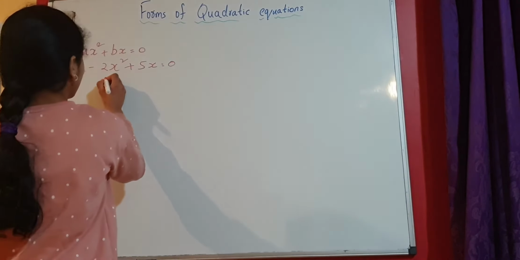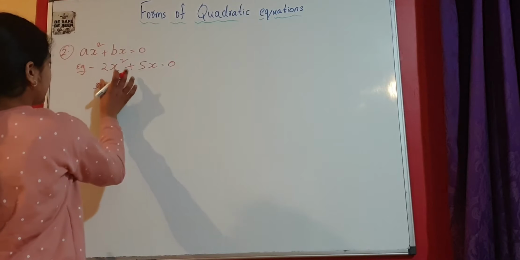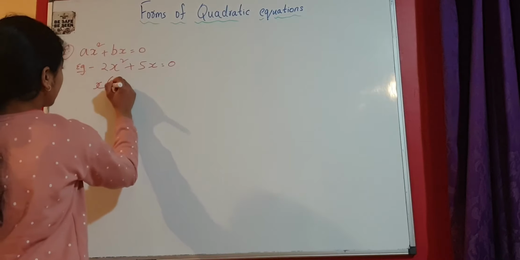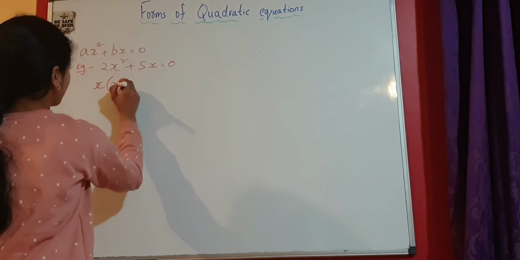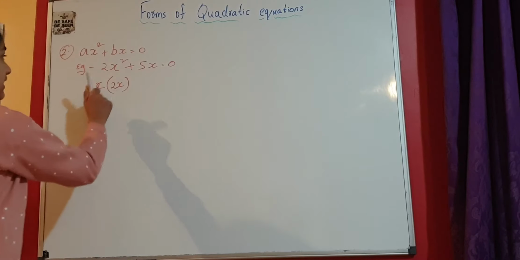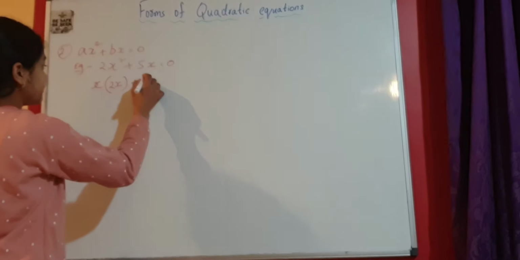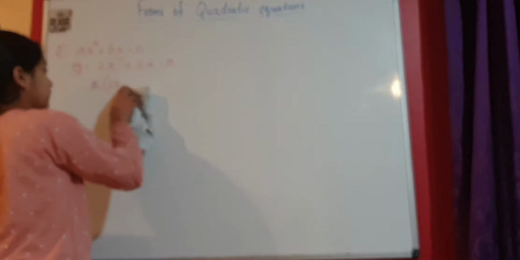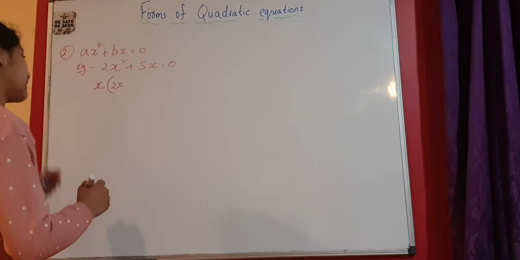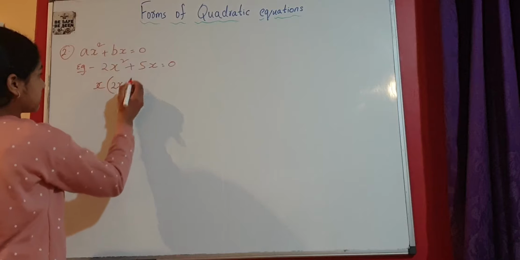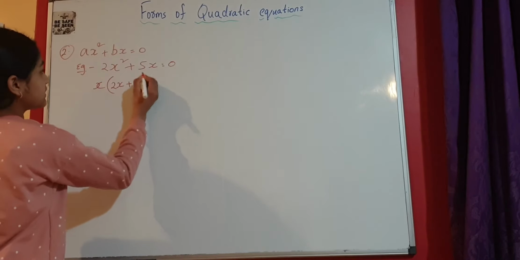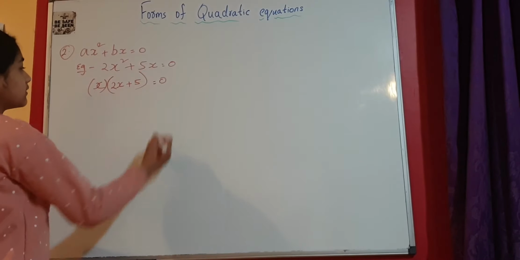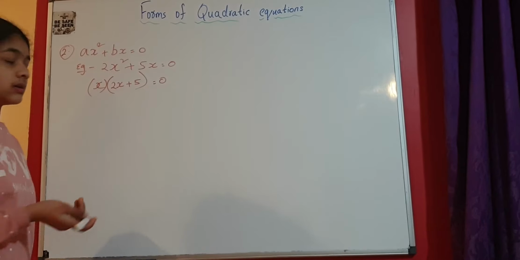You will get, so x will be common in this, 2x square plus 5x is equal to 0. X is common, bracket 2x. So 2x times x is 2x square plus, we have to find the factors basically. So x times 2x is 2x square plus x times 5 is 5x. So x is one factor, 2x plus 5 is one factor, is equal to 0. If they ask you to find factors, these are the factors.